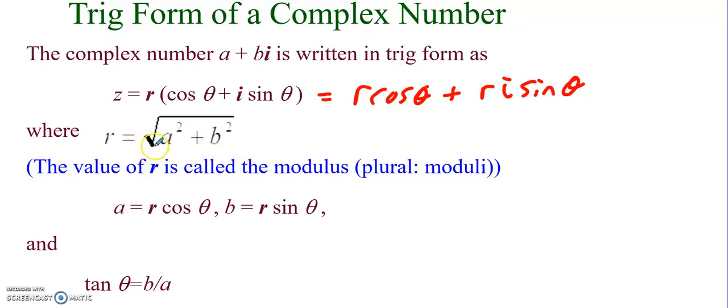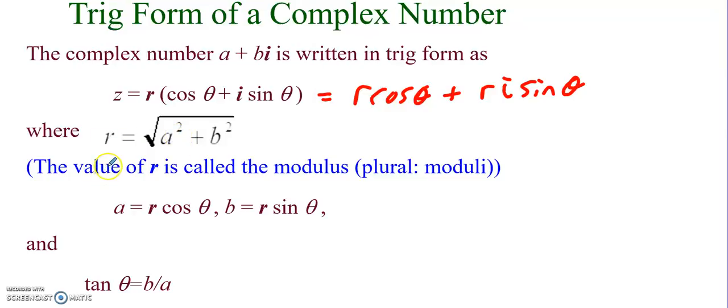R is the absolute value of the complex number. So we just saw that in the previous video, that R, now we're using R as opposed to just calling it absolute value of Z. But R is the absolute value of the complex number, so the square root of a squared plus b squared.